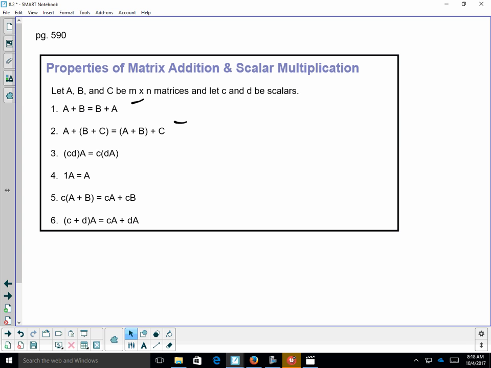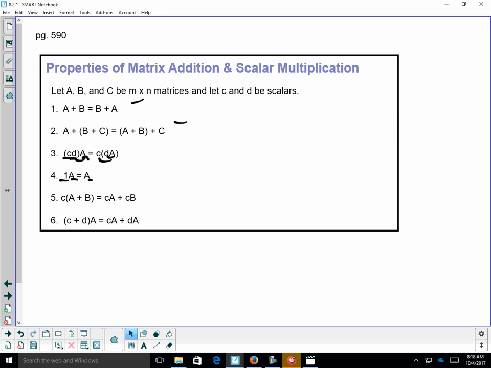C and D are scalars, so I can multiply C times D and then multiply it by the matrix, or I can multiply the matrix by D first and then multiply it by C. I'm still going to get the same answer. If I take 1 times any matrix, I'm going to end up back with my exact same matrix.